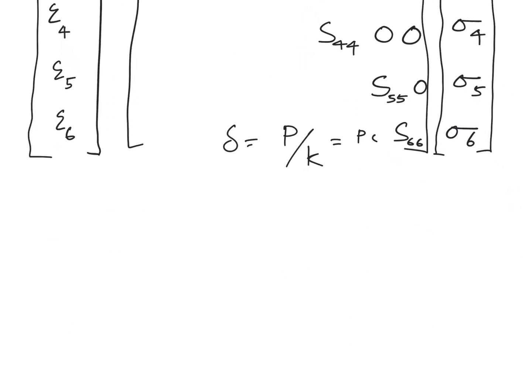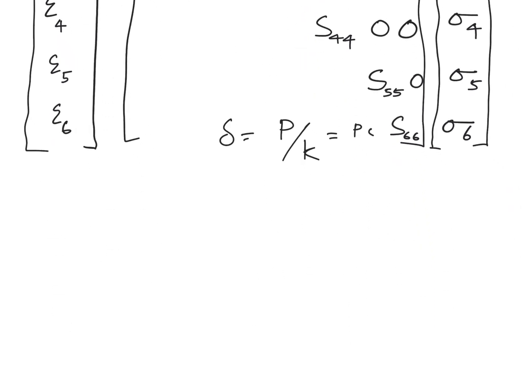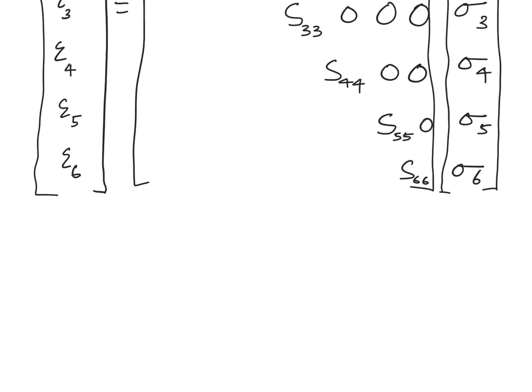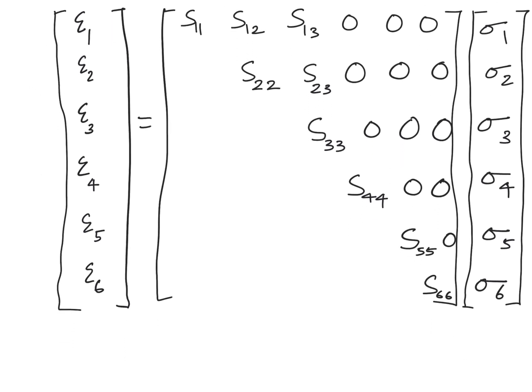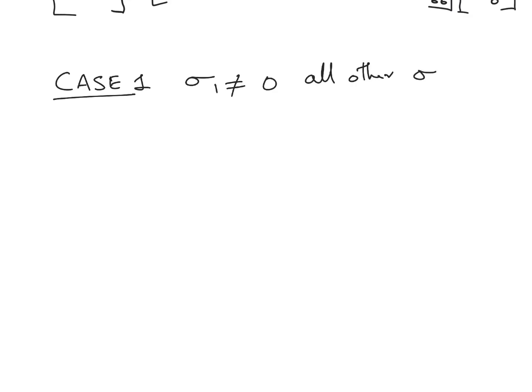Okay, now let's assume a situation where you are only applying sigma 1. No other force, just sigma 1 alone. Then what will be the expression? That is my case 1. Let me put it down here. In case 1, I have sigma 1 not equal to 0, and all other sigma i's will be 0. Then my epsilon 1 will be S11 sigma 1.